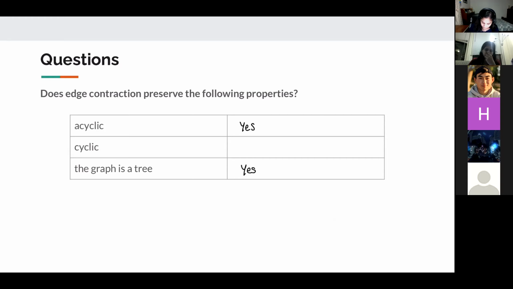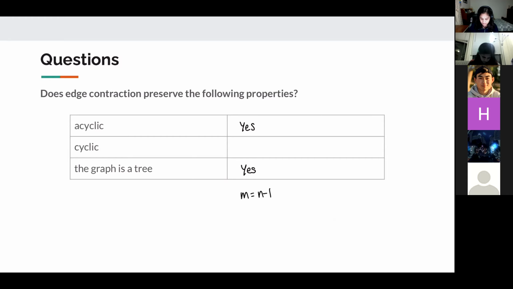If you want to, I think this is actually a problem from one of the practice midterms. So there's a more thorough explanation in there, but you can think of it as when you do edge contraction, for every edge that you contract, you're also taking away one vertex. So you're always going to maintain the whole m is equal to n minus 1 thing.